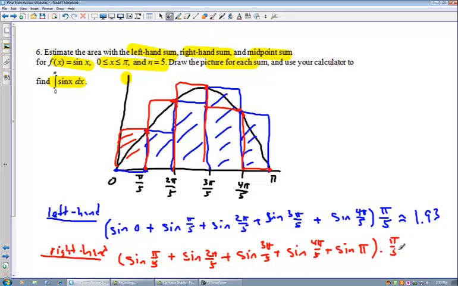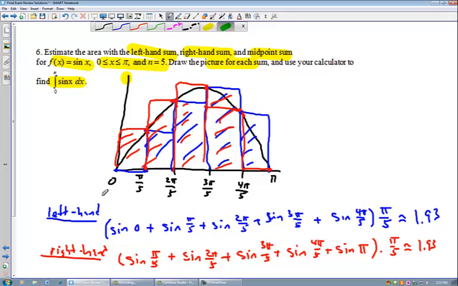Now you can check this on your calculator, but you'll get the same answer of 1.93 because all these rectangles, the areas are exactly the same if you think about it. They're just shifted one back, and then this one over here has area 0, which is the same as this area over here. And so you should get the same answer.